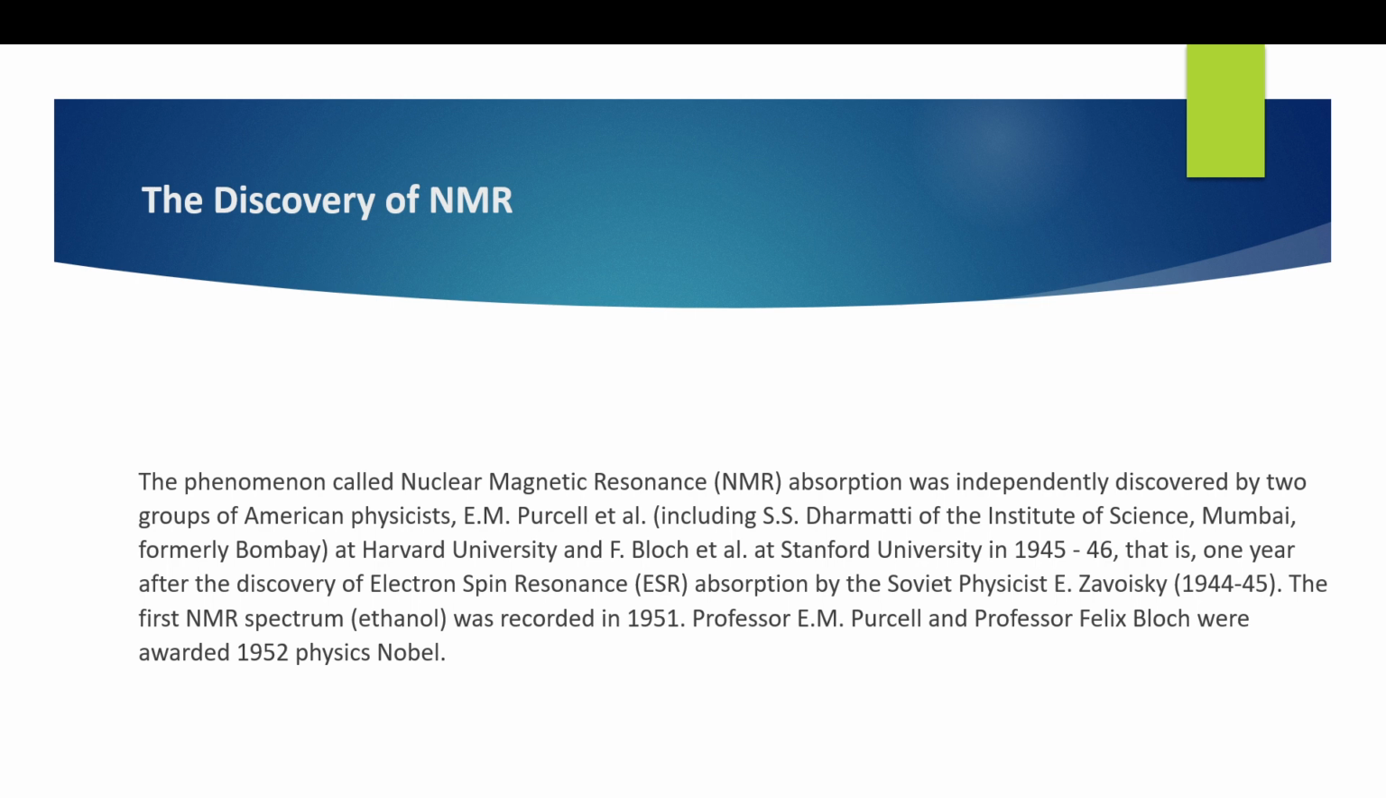The first NMR spectrum which was recorded was of ethanol. It contains three kinds of hydrogens: CH3, one type; CH2, another type; OH, third type. So it provided three signals, and this gave the encouragement for further study. Purcell and Bloch were awarded the 1952 Physics Nobel Prize.